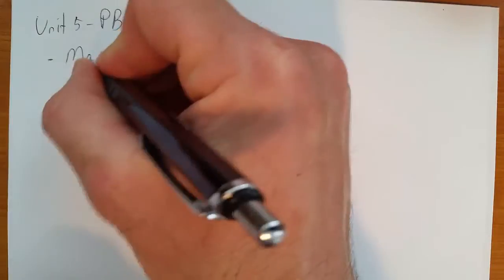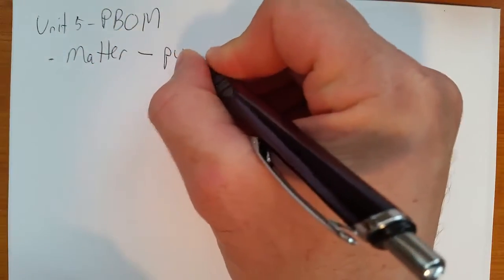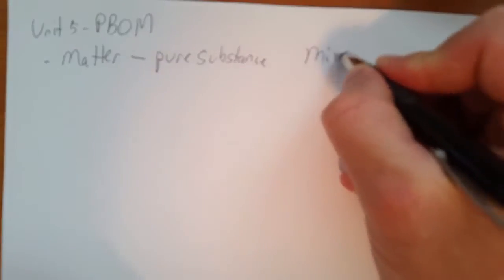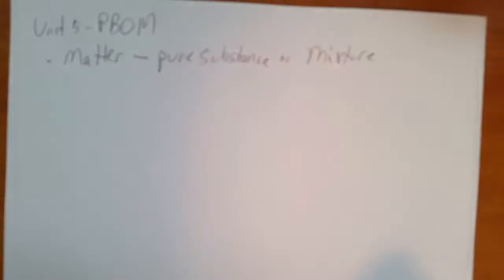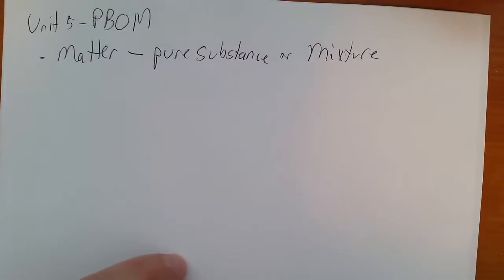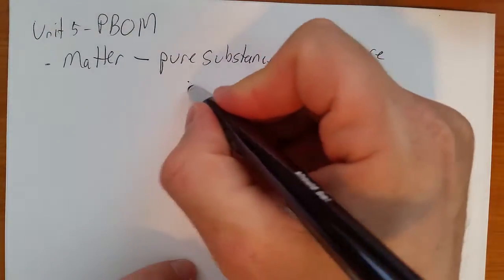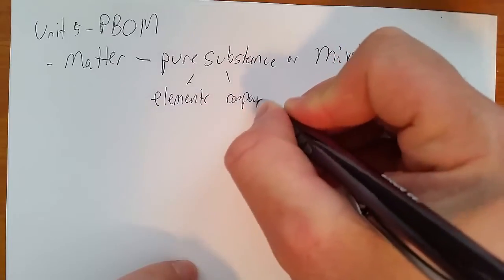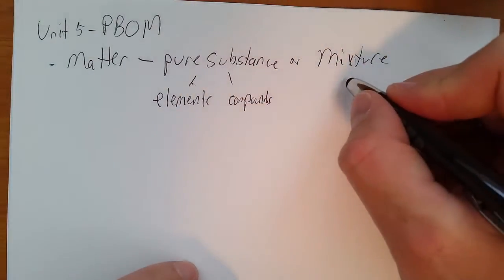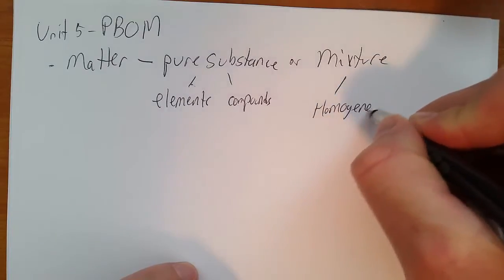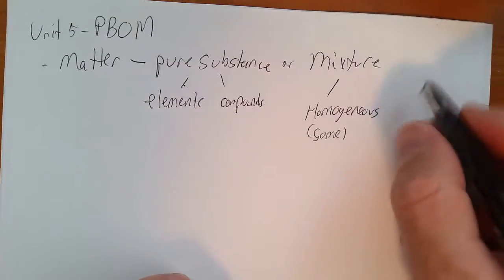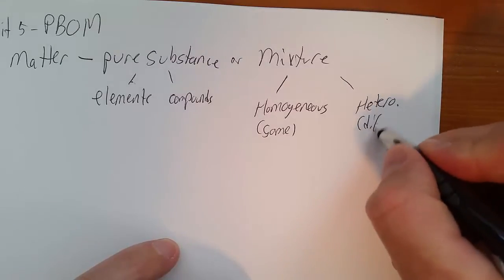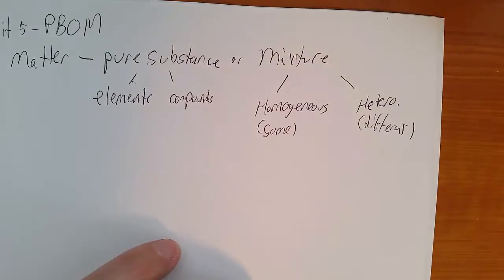Yeah, so first, matter can be classified as a pure substance or a mixture of substances. And pure substance includes elements and compounds. Both are pure substances. And then a mixture can be either homogeneous, which is the same throughout, or heterogeneous, which is different throughout. Okay.